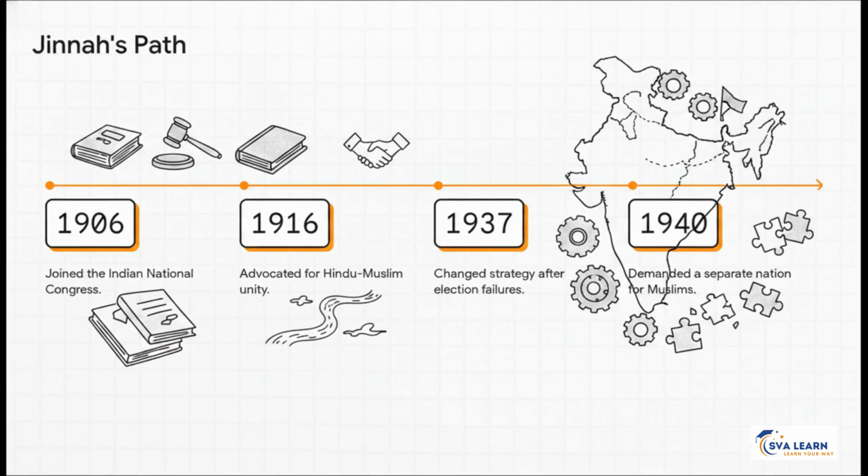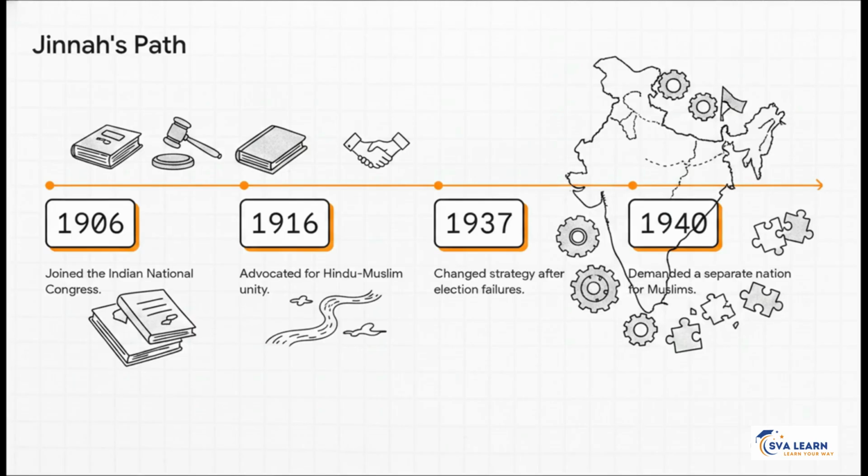Now, it's a super common misconception that Jinnah always wanted division. Not true. In fact, he started his career as the private secretary to Dadabhai Naoroji, joined the Congress in 1906, and even successfully defended nationalist leaders like Tilak in court. Right through 1916, he was a massive advocate for Hindu-Muslim unity.